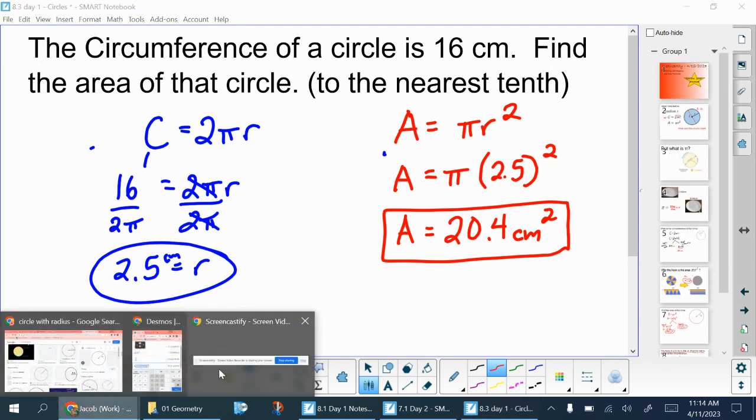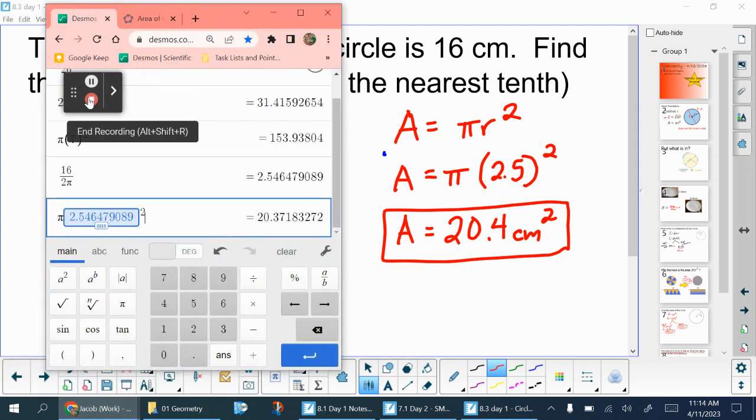Next thing we're talking about is composite figures.